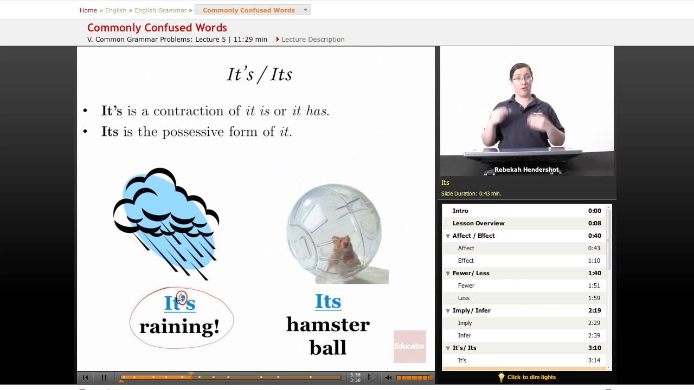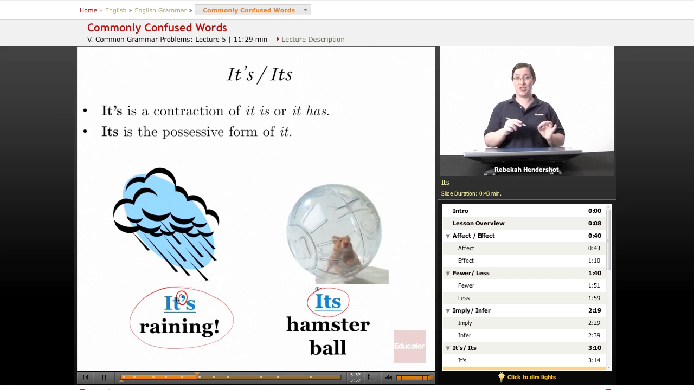Now, how do you remember the possessive form that has no raindrop, no apostrophe? Think of a hamster in its hamster ball. If it's inside its hamster ball, water can't get in. There is no rain inside a hamster ball. So, the hamster in its hamster ball has no raindrops. So remember, the apostrophe is a raindrop. It's raining.